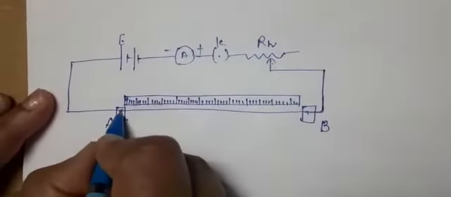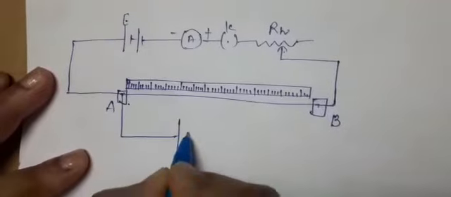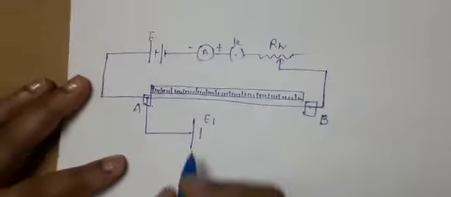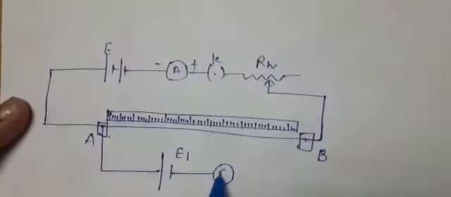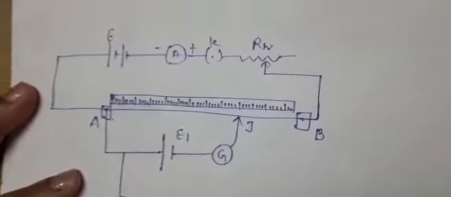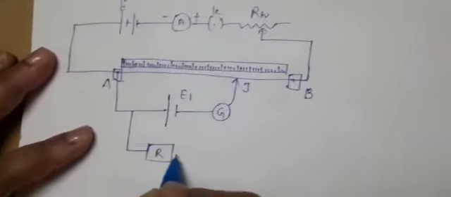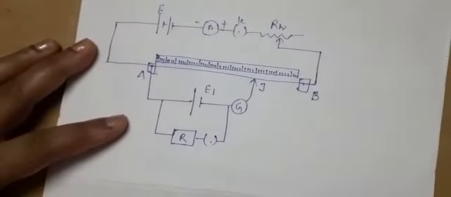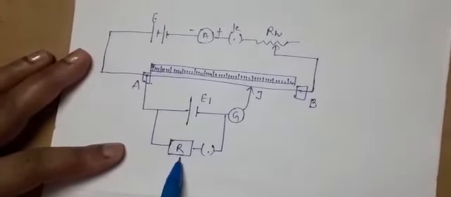Now, to find the internal resistance of a cell, we will connect a cell, let it have EMF E1. Here we are connecting a galvanometer, and in parallel to the cell a resistance has been connected from the resistance box. Basically this is the resistance box. We have to take the resistance from this box.